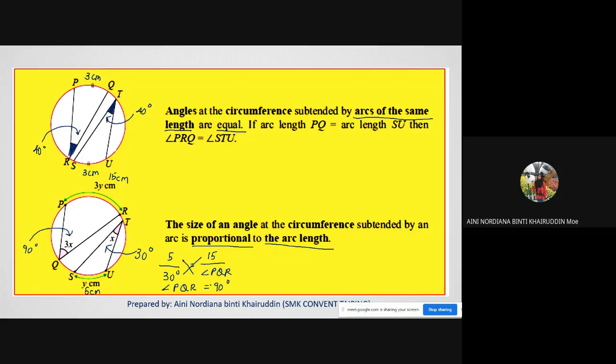This is proportional. Okay, boleh guna cara ni, or you boleh je direct tengok kan. If here 5 cm, here 15 cm, so you know this is 3 times. So the angle also 3 times. So just times 3 to get this angle.